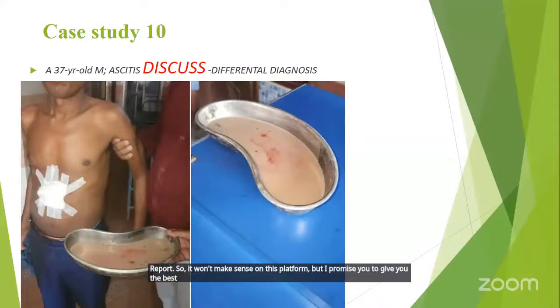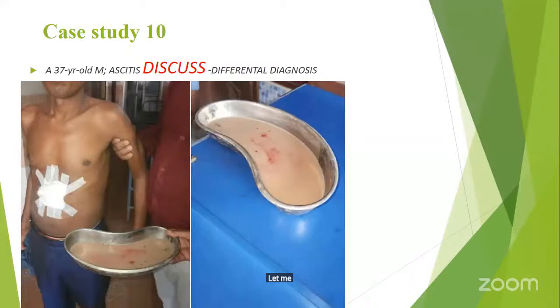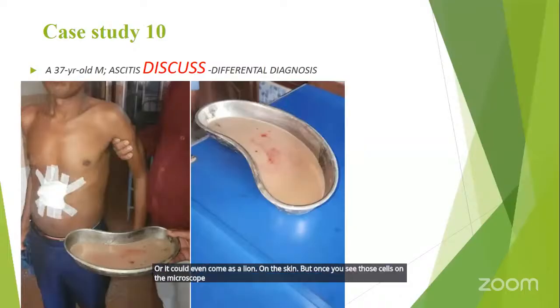Kindly inbox me after this. I'll show you how you go about it. But mostly what happens, we do FNA on masses on the lymph nodes, mostly the cervical nodes in the neck, or it could even come as a lesion on the skin. Once you see those cells on the microscope, it gives you direction on what to do next. Thank you.